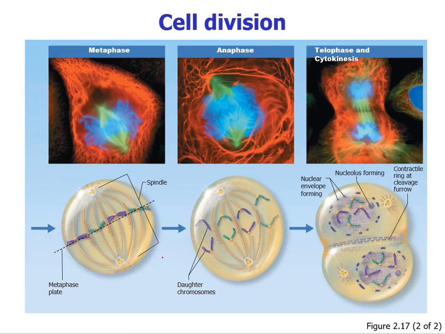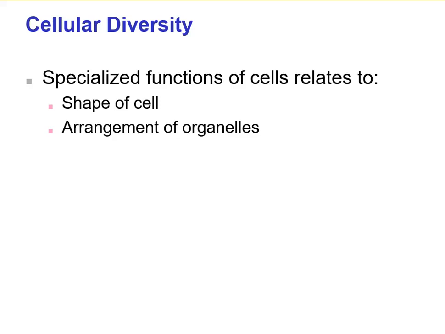I hope you got the concept of mitosis, or cell division, which, as we discussed, has prophase, metaphase, anaphase, and telophase. So we copied the DNA, or chromosomes, and now each cell has the same number of chromosomes. The next concept is cellular diversity.